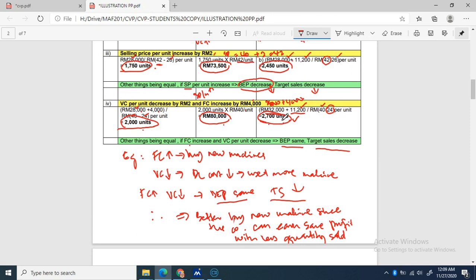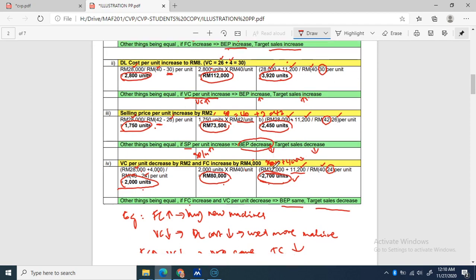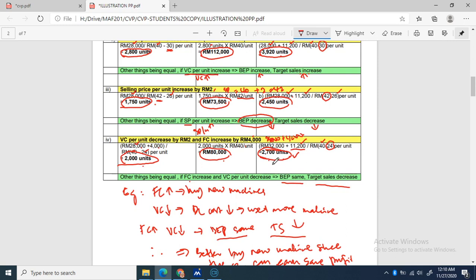100 units fewer. So this is called sensitivity analysis. From this sensitivity analysis, if there is one change, what will happen to the BEP and the target sales, the company can make a decision. Okay, so this is an illustration of CVP by using the formula.